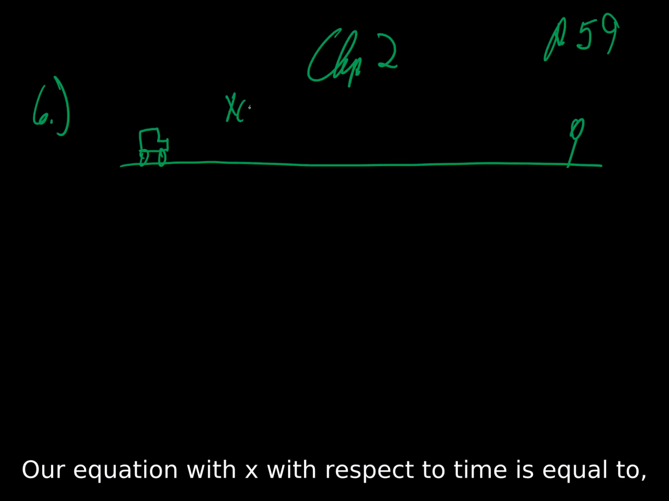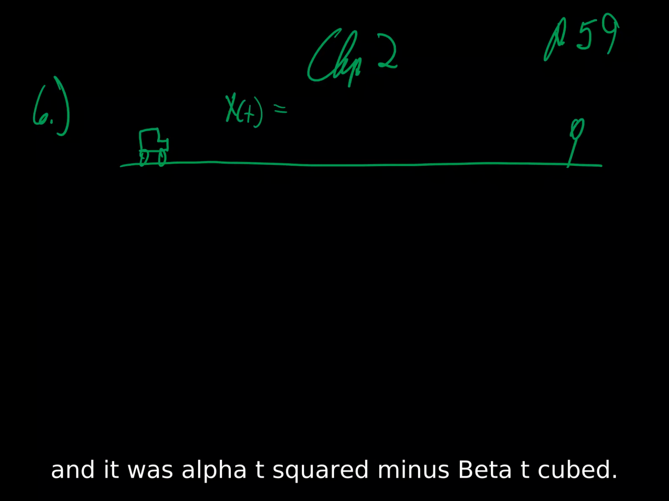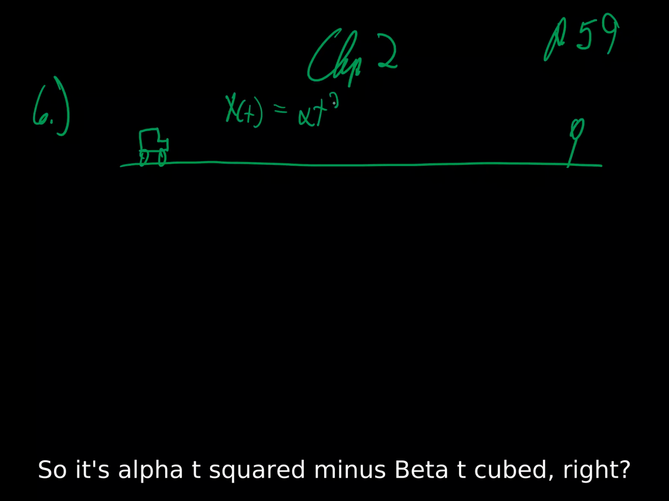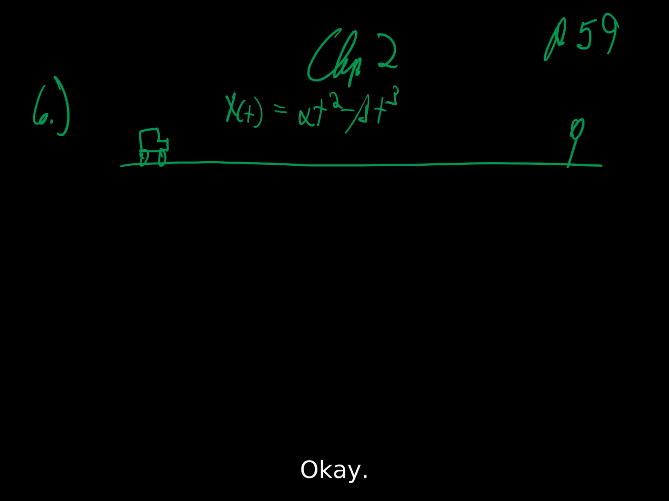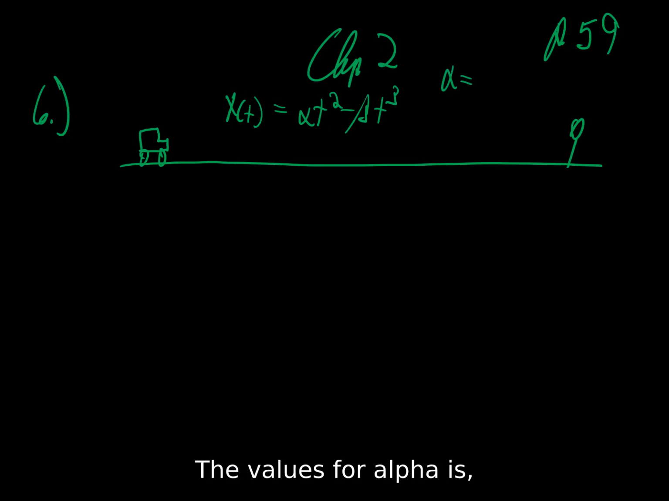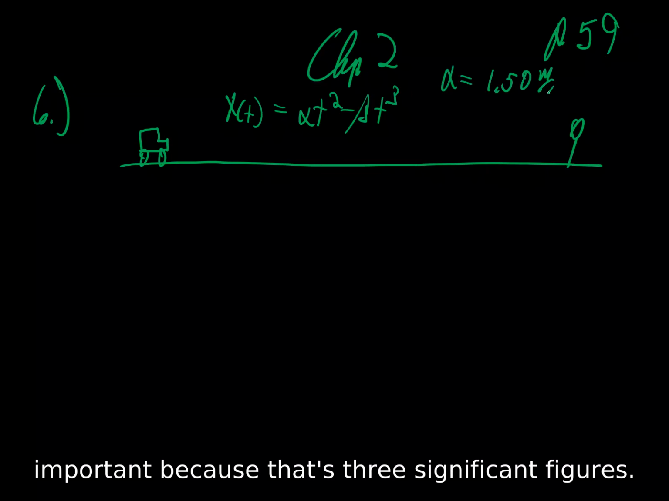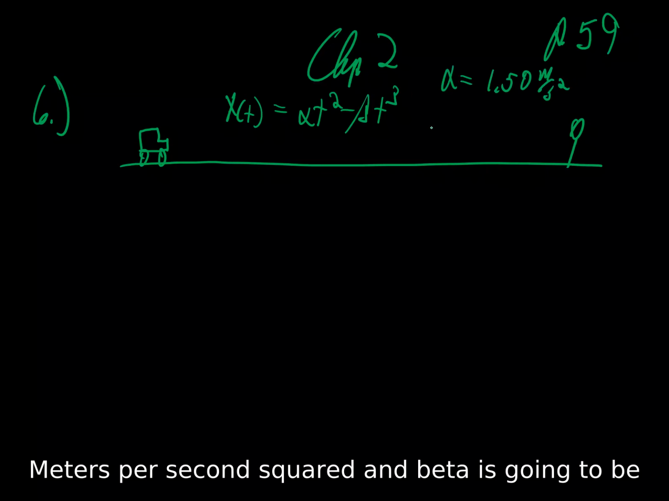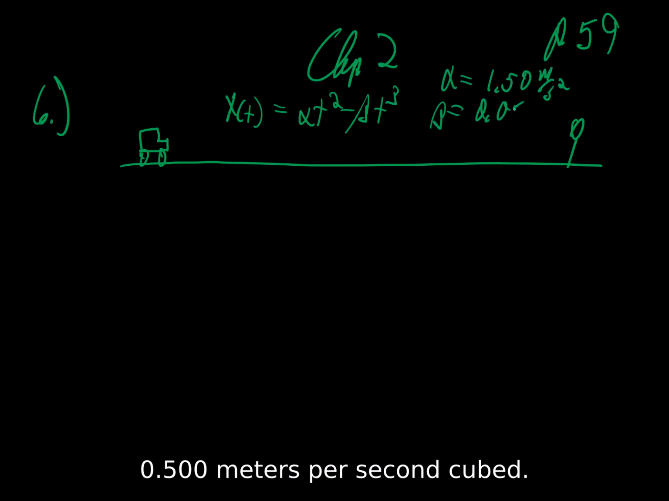Okay. So what was our equation? Our equation, x with respect to time, is equal to alpha t squared minus beta t cubed, right? And then it gives us the values for alpha and beta. Well, you always write those down. So the value for alpha is 1.5 meters per second squared. So it's 1.50, and that's important because that's 3 significant figures. Meters per second squared, and beta is going to be 0.0500 meters per second cubed.